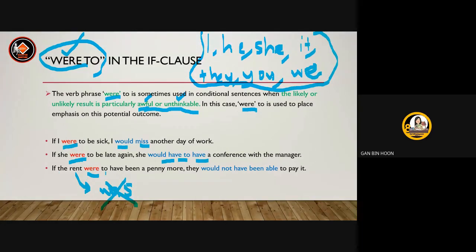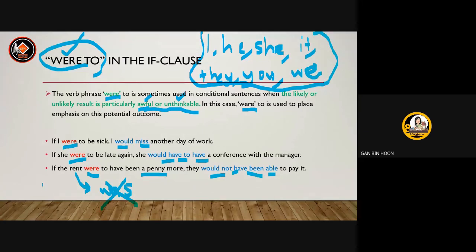If the rent were to have been a penny more. Kalau lah sewa rumah tu lebih 1 penny. Penny is the mata wang, currency for I think England. If the rent was to have a penny more, they would not have been able to pay it. Bermaksud kalau lah sewa tu sedikit saja, RM1 lebih, mereka tak mampu bayar.